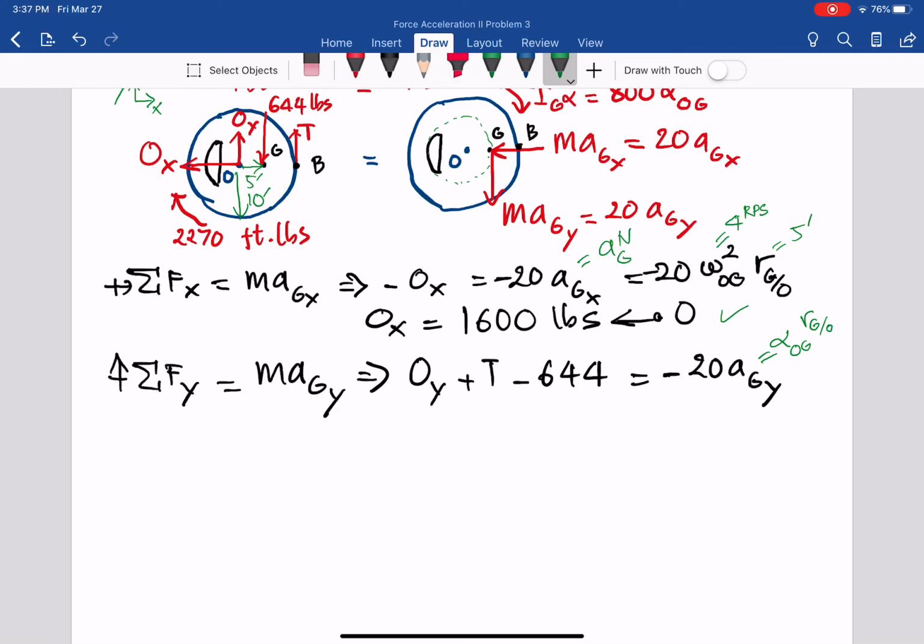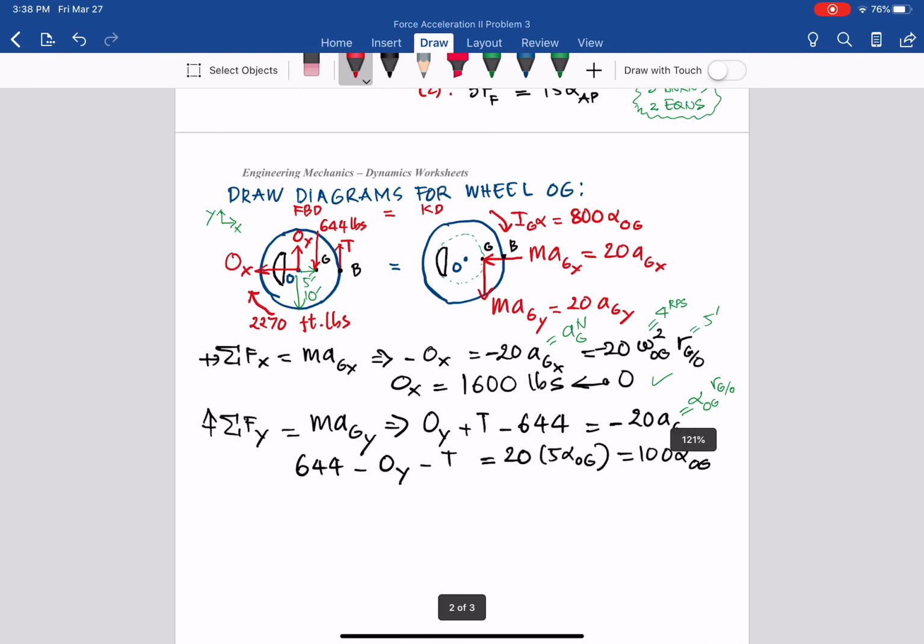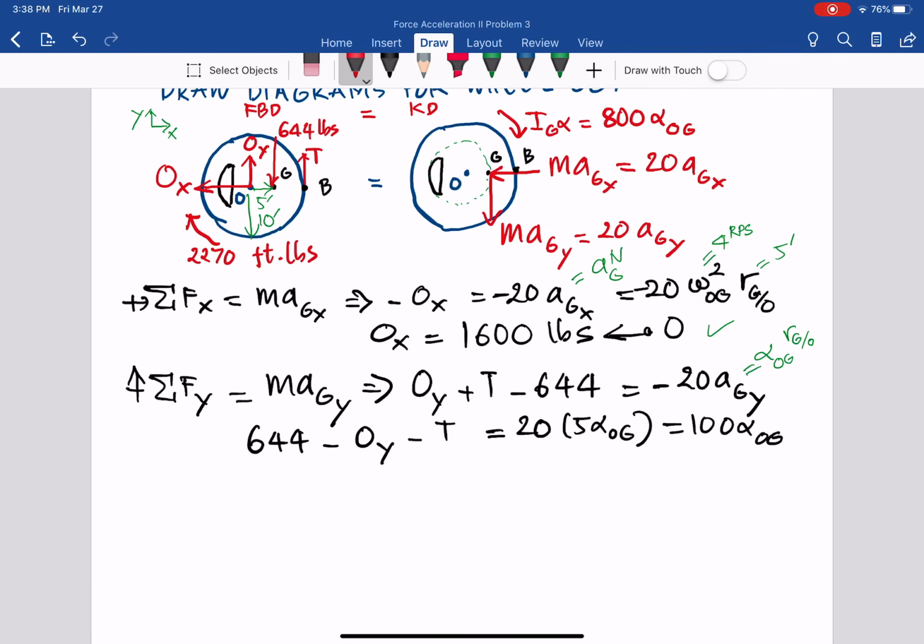So from that we can have an equation. Reduce the negative, so we have 644 minus OY minus T equal to 20 times 5 alpha OG, and it equal 5 times 20. So it will be 100 alpha OG. So that makes that equation number 4. Number 4.